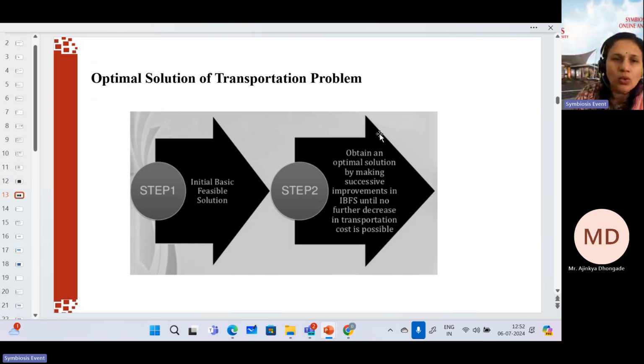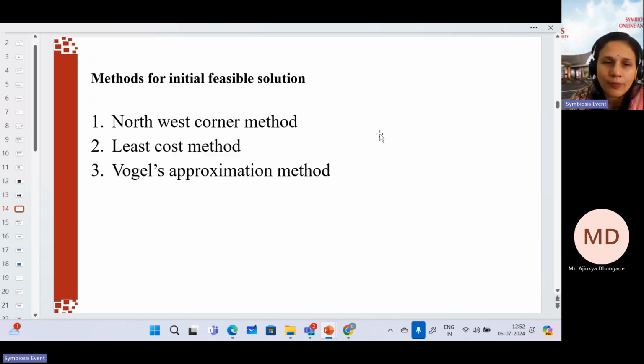Method number one is known as the northwest corner method. Second is the least cost method. And third is Vogel's approximation method. These three methods are going to give me my initial basic feasible solution. So let me introduce you to what basic and non-basic mean.